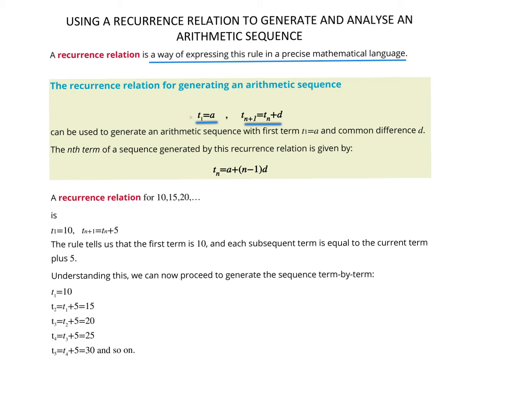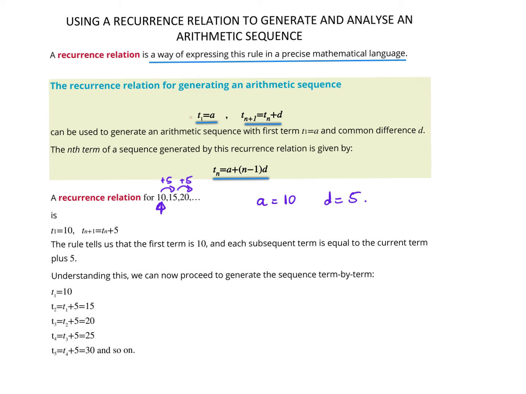And we already know that to find the nth term, it's a plus n minus 1 times d. Let's have a look at this in action and it might become a little bit clearer. So let's take this sequence: 10, 15, 20. For this one we can see that our first term is 10. It is an arithmetic sequence and each time we are adding on 5, so it has a common difference of 5. So a is 10, d is equal to 5.